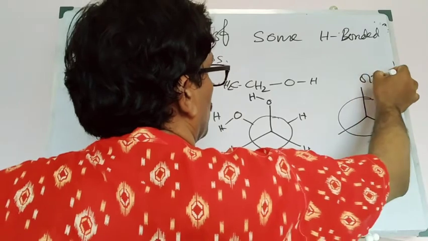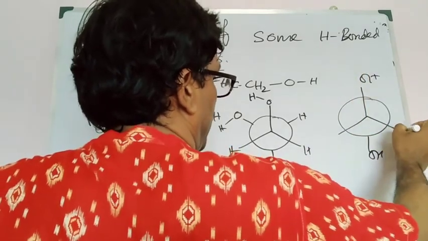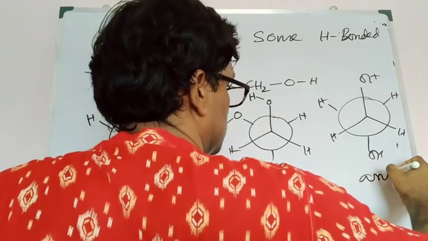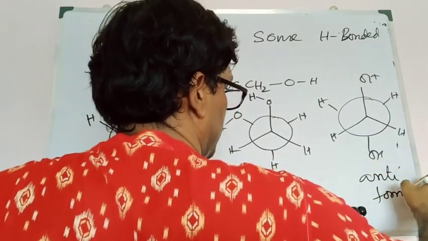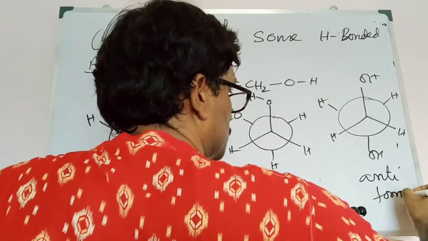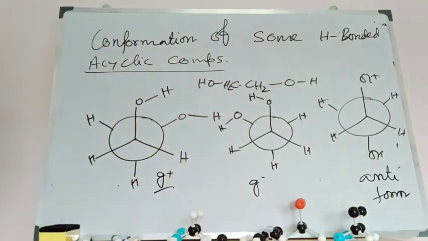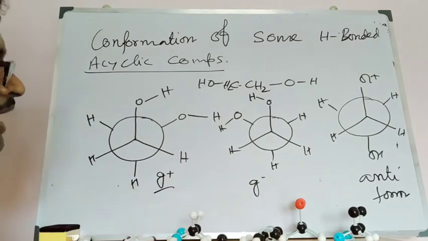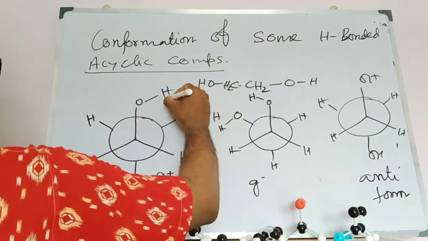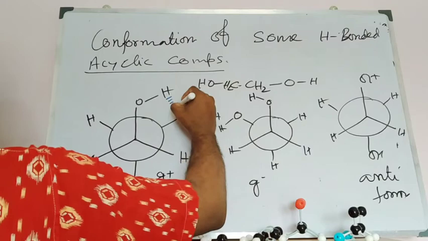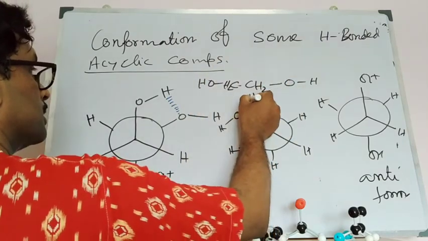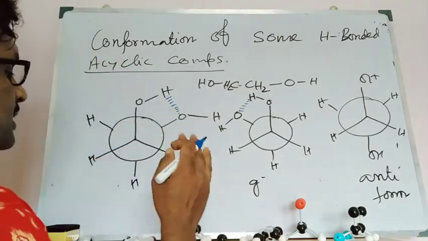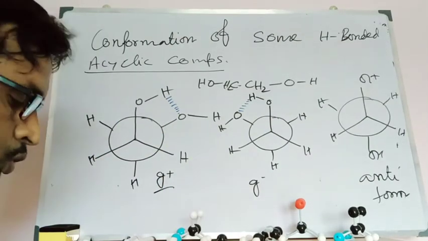The empty form, OH, hydrogen, hydrogen, hydrogen, and hydrogen. So clearly this one is the empty. Now, there is no hydrogen bonding possible in the case of empty, but in this case such kind of hydrogen bonding may be possible. So it is a stabilizing energy. So it gives stability to the gauche conformation.